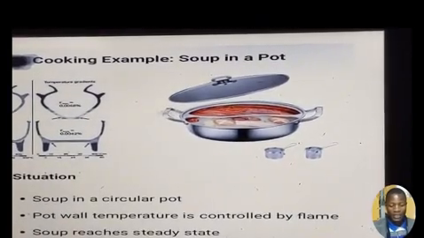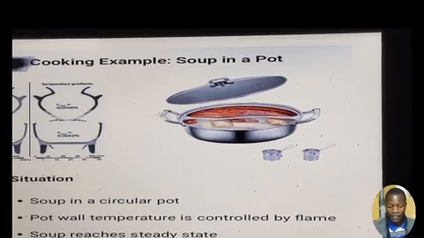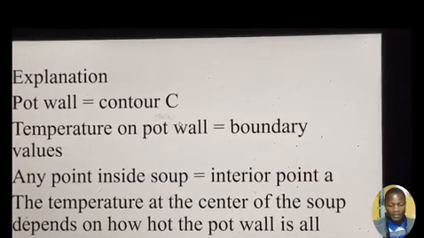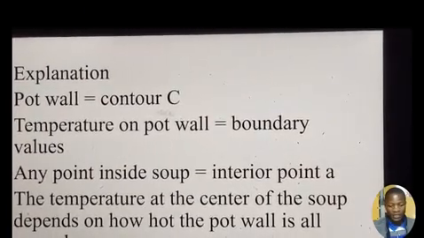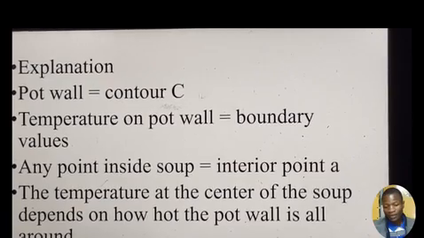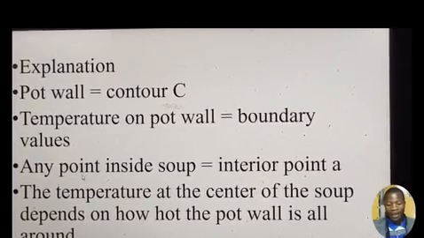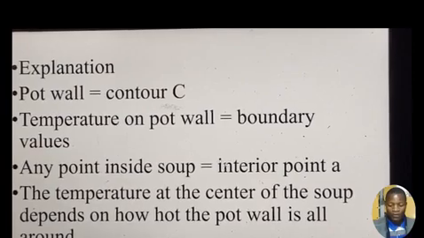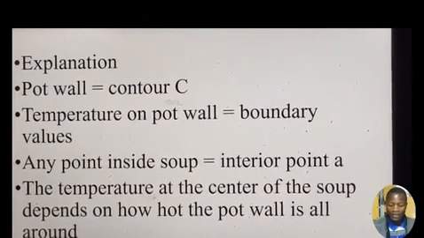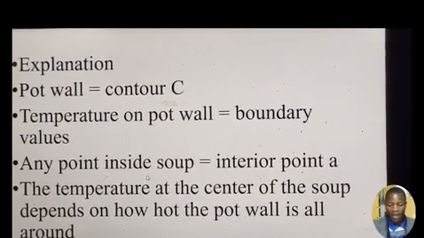This gives a situation that soup is in a circular pot. Pot wall temperature is controlled by flame. Soup reached steady state. This gives the situation that pot wall is equal to contour C. Temperature on the pot wall is equal to boundary value. Any point inside the soup is an interior point, for example the temperature at the center of the soup, which depends on how hot the pot wall is around.